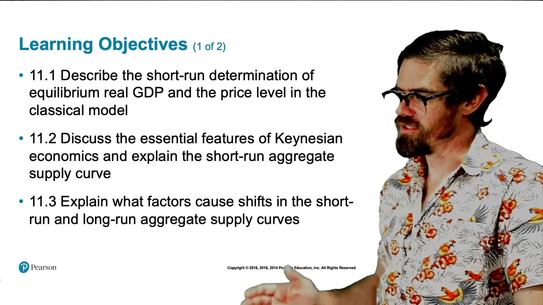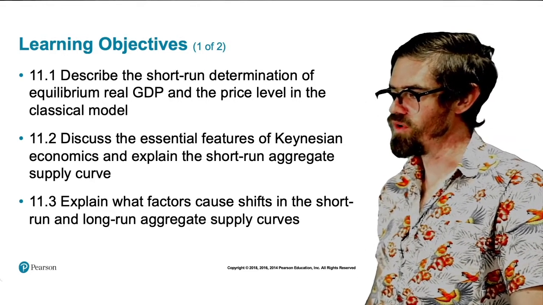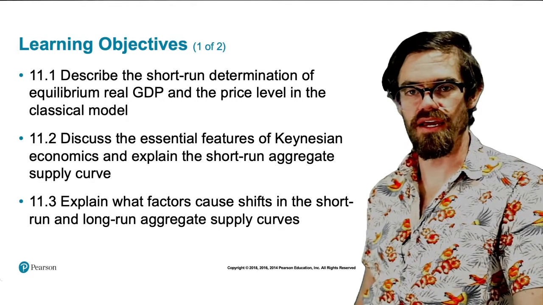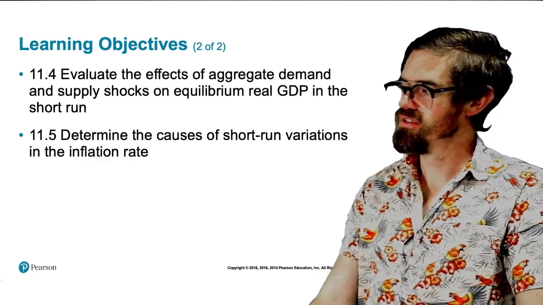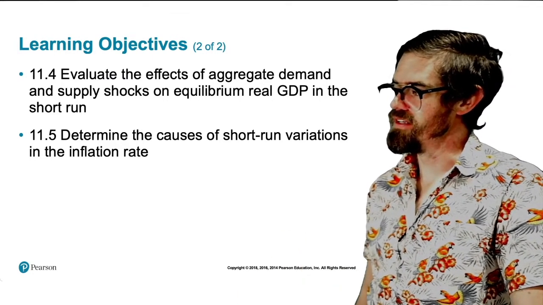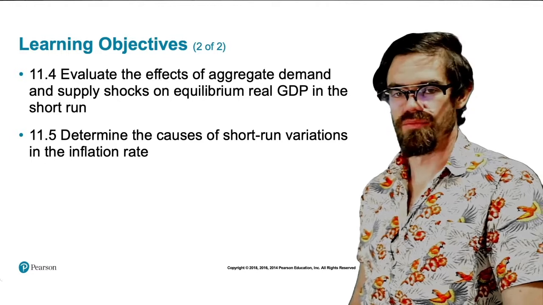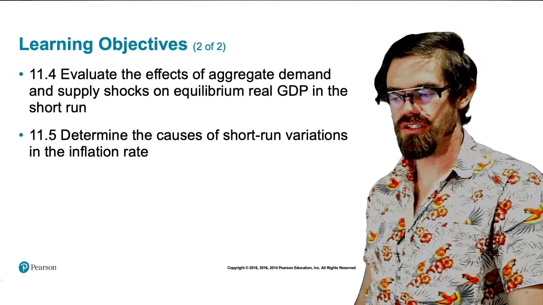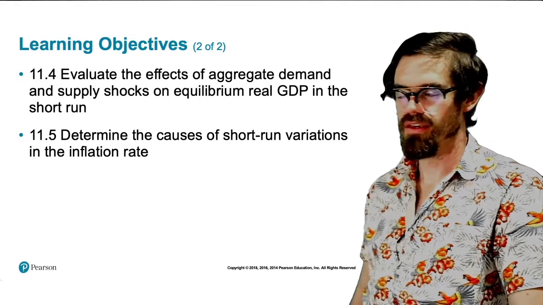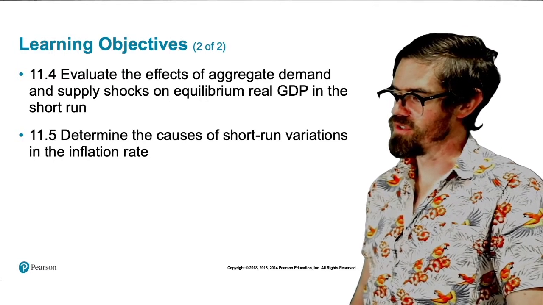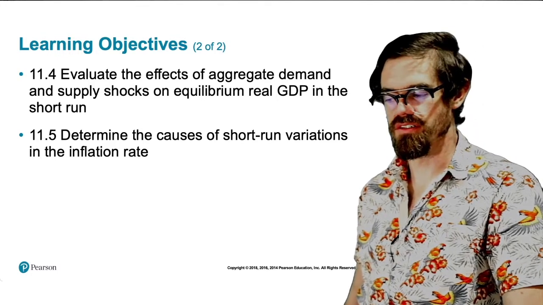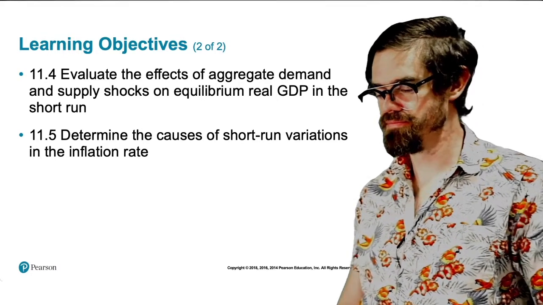In the third section, we're going to explain what factors cause shifts in the short-run and long-run aggregate supply curves. In section 4, we're going to evaluate the effects of aggregate demand and supply shocks on equilibrium real GDP in the short run. And in the last section, we're going to determine the causes of short-run variations in the inflation rate.